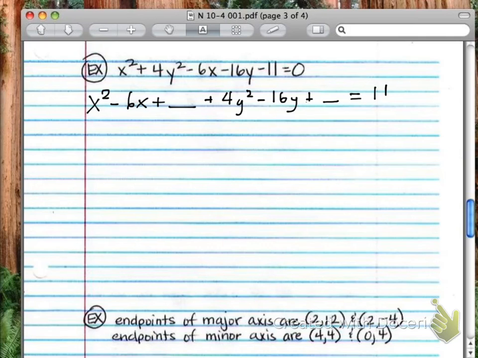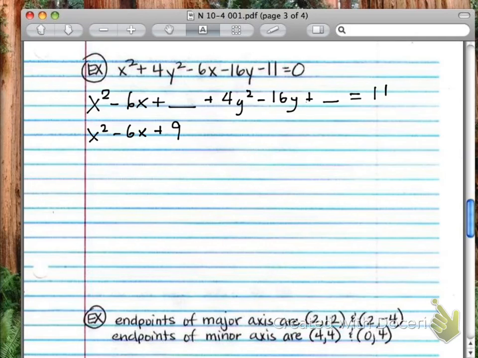Now this is different because I'm not setting it equal to 0, so I can stick stuff on the other side and leave it there. How come it's not negative 11? I have to add 11 to both sides to get it there, right? Okay, so let's go ahead and start completing the square. I'll have x squared minus 6x plus 9, because half of that middle term, 6 divided by 2, is 3. 3 squared is 9.